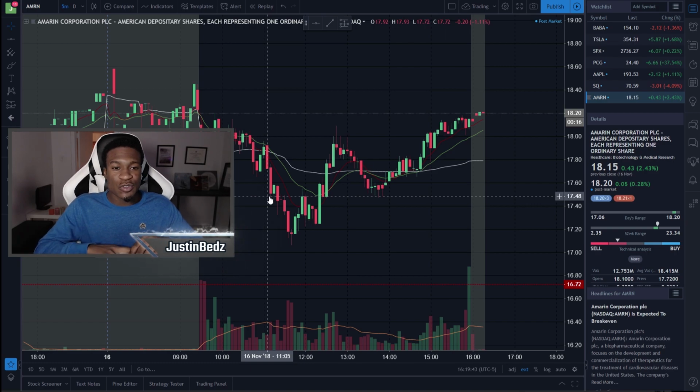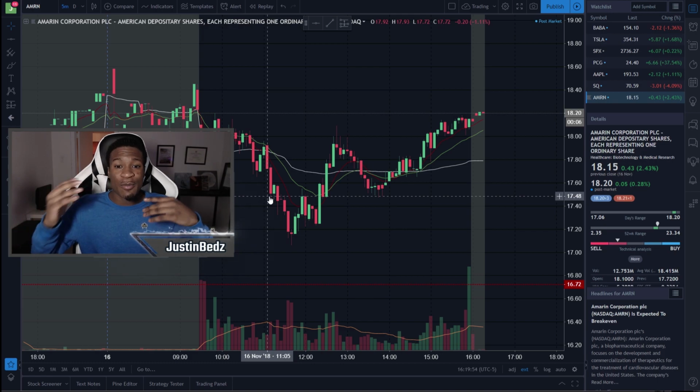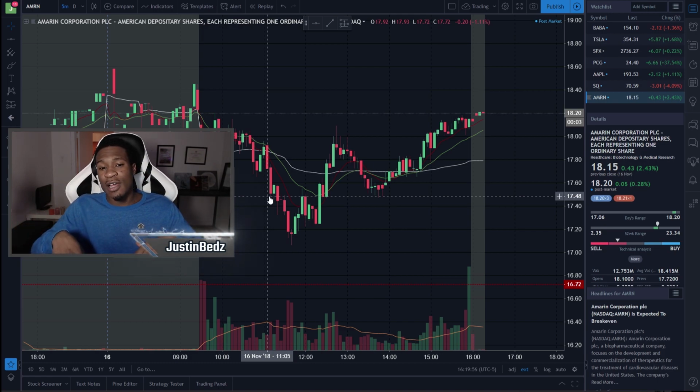So these are most commonly used, and I use them as people tend to buy and sell off of these points, and they're used for support and resistance, whether it's above the line or below the line.